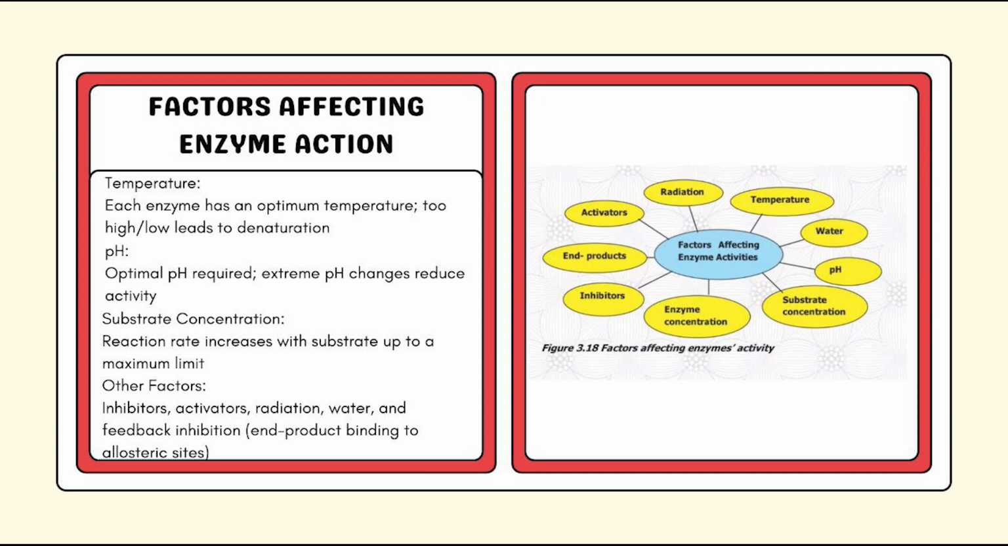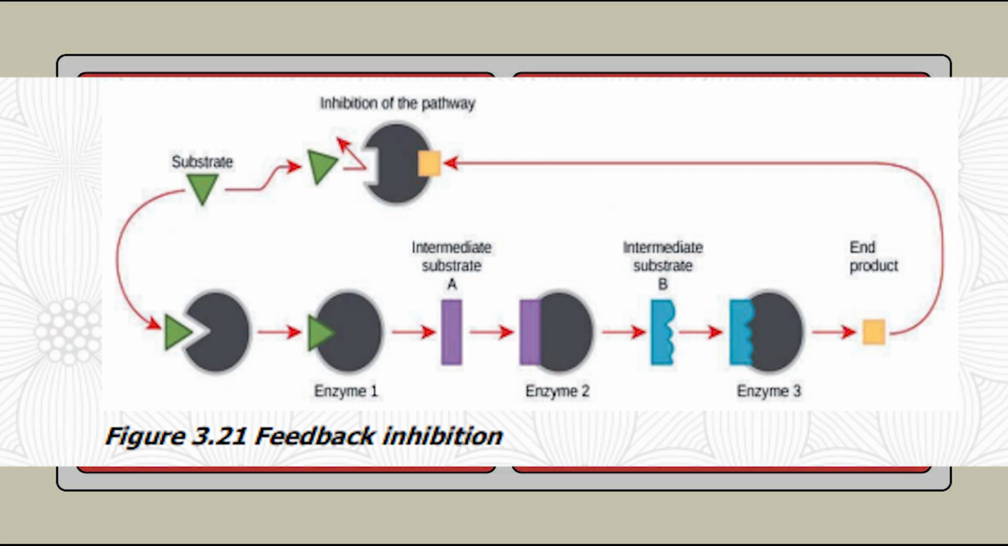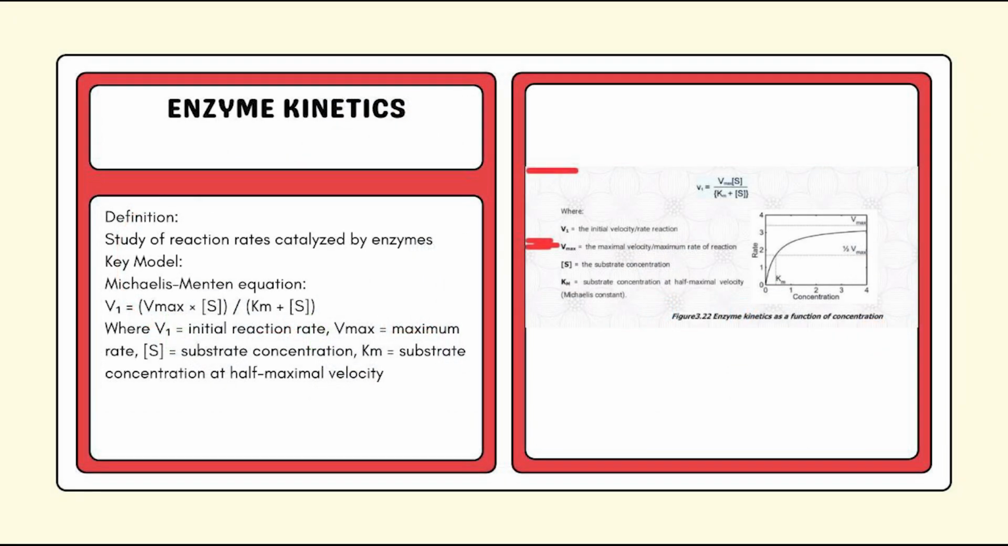Other factors include inhibitors, activators, radiation, water, and even feedback inhibition, where the end product of a reaction binds to an enzyme to slow down its activity. Figures 3.18 and 3.21 show these effects. Enzyme kinetics is the study of how fast enzyme-catalyzed reactions occur. One of the most well-known models is the Michaelis-Menten equation.